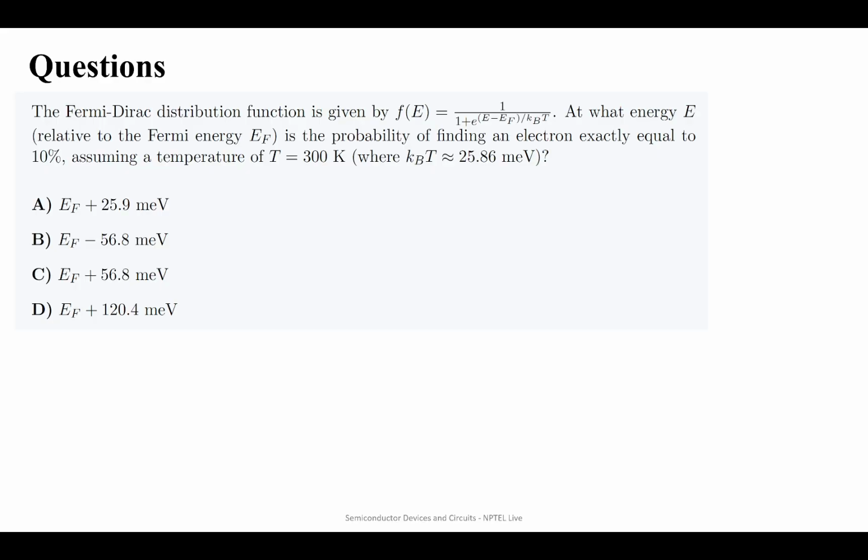Option A, EF plus 25.9 meV. Option B, EF minus 56.8 meV. Option C, EF plus 56.8 meV. Option D, EF plus 120.4 meV.